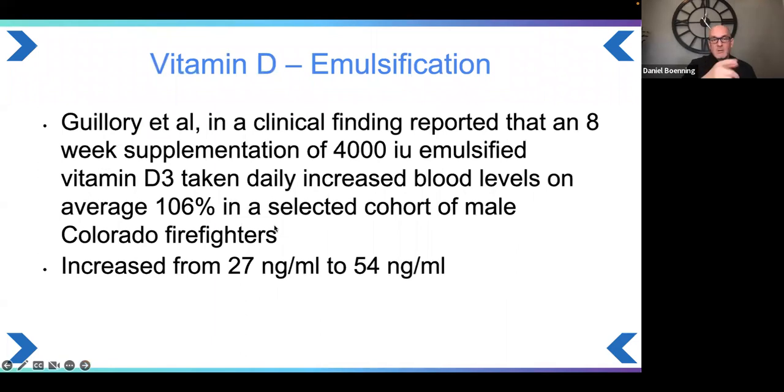Here's why. Vitamin D emulsification. Dr. Gilroy in Colorado did a study with us. In a clinical finding, he reported that 8-week supplementation of 4,000 IUs of vitamin D taken daily increased blood levels on average by 106%, because you're getting quick uptake. These were Colorado firefighters. Their levels were on average at 27, which is way too low. We got them to 54, which is still too low in my opinion, but we stopped the study there just to show that we could change things in that short of time.